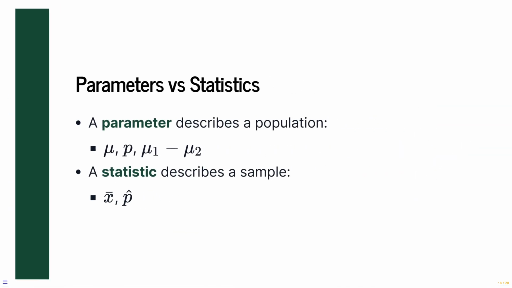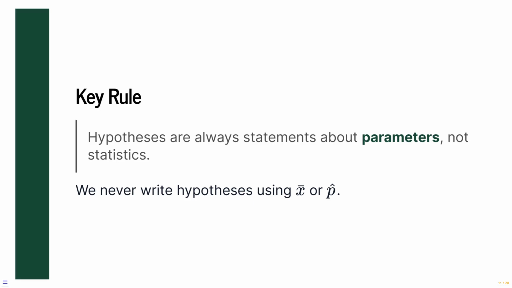A parameter is a numerical value that describes a population, such as mu, p, or the difference between two means. A statistic, on the other hand, is computed from a sample, such as x bar or p hat. A key rule is that hypotheses are always written about parameters, not statistics. We never write hypotheses using sample quantities like x bar or p hat.